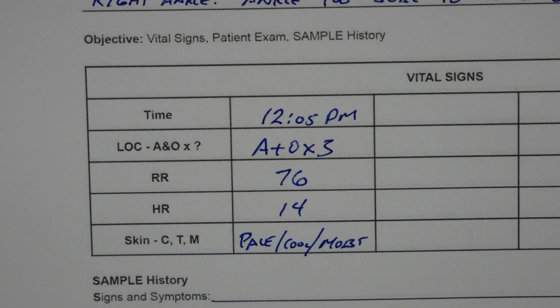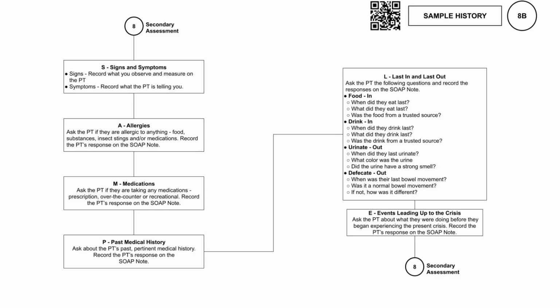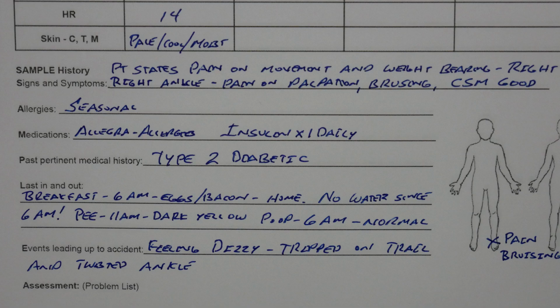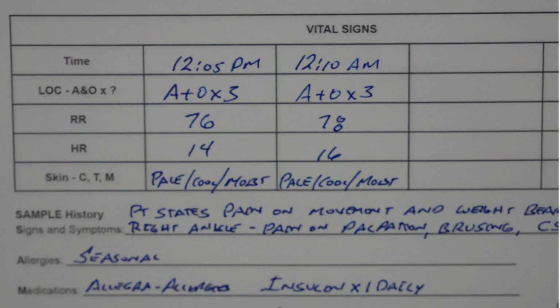Take the first set of vitals. You ask all the SAMPLE history questions and you learn the patient is a type 2 diabetic who has not eaten anything or drank any water in the last 6 hours. They tell you they were feeling dizzy and weak right before they twisted their ankle. You notice their speech is slurred and they are slow to answer your questions. You take another set of vitals and you see the heart rate and respiratory rate is increasing.